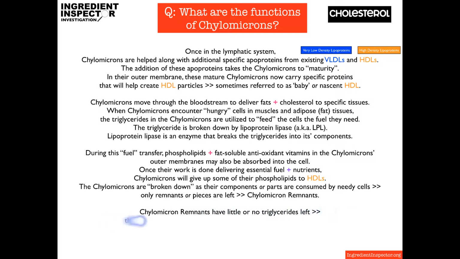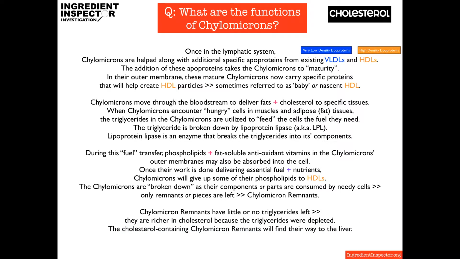Chylomicron remnants have little or no triglycerides left. They are richer in cholesterol because the triglycerides were depleted. The cholesterol-containing chylomicron remnants will find their way to the liver. This is how chylomicrons move dietary cholesterol and fats from the gut to the liver.